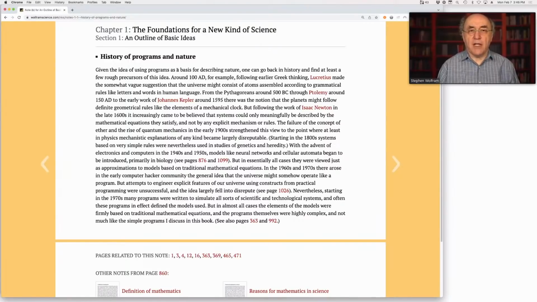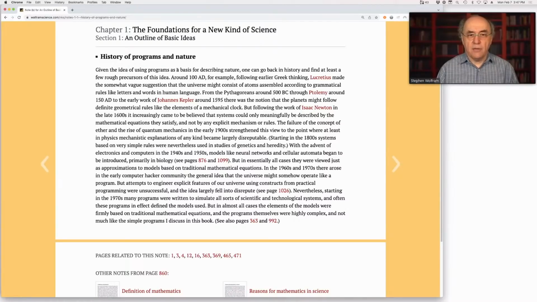And he had this really lovely suggestion, in a book written in Latin poetry, that the universe might consist of atoms that were assembled according to what he thought of as grammatical rules, in the same kind of way that letters and words are organized in human language. And I think that's a quite poetic view of what we now think about the way that one can take these elements and, by certain rules, organize them into things that are like what we see in the world. And anyway, that was one early precursor that one can see.